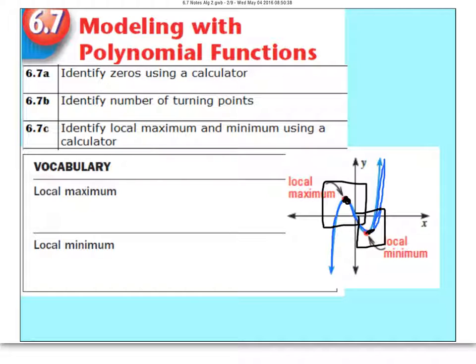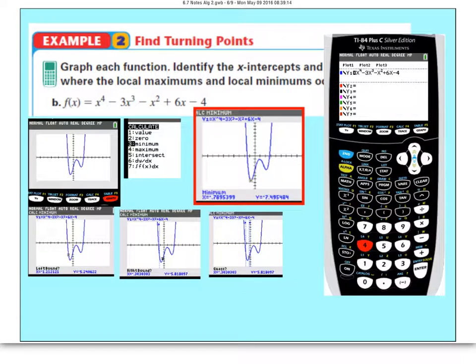We can easily find these using the graphing calculator. Let me show you how. I want to look at this example and just show you how to find the local minimum. Again, we have the knowledge to find the x-intercepts or the zeros, and you'll be able to find the maximum shortly. So I'm going to go over to the graphing calculator.